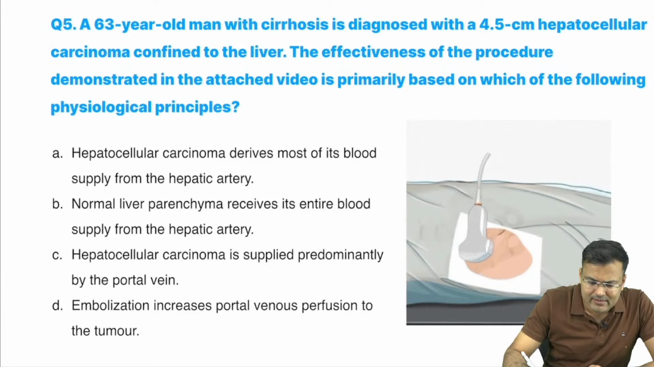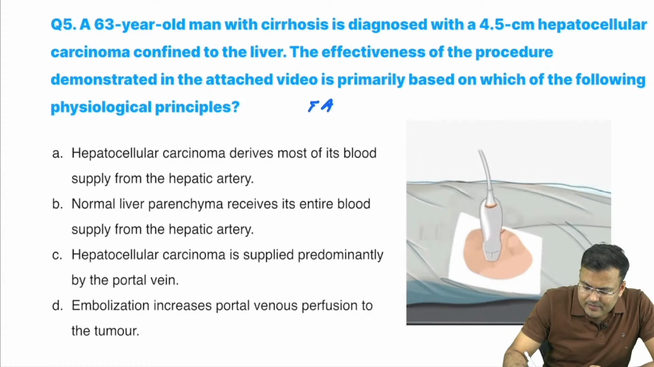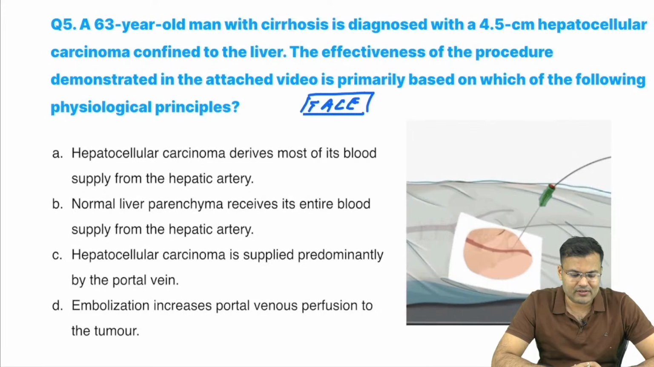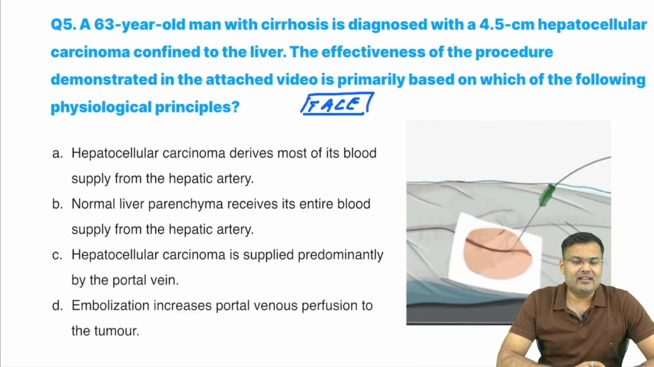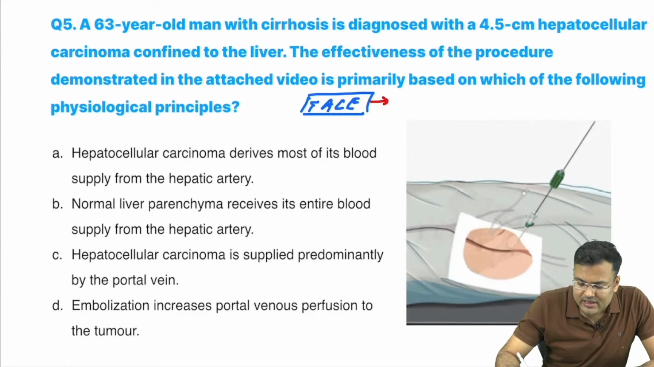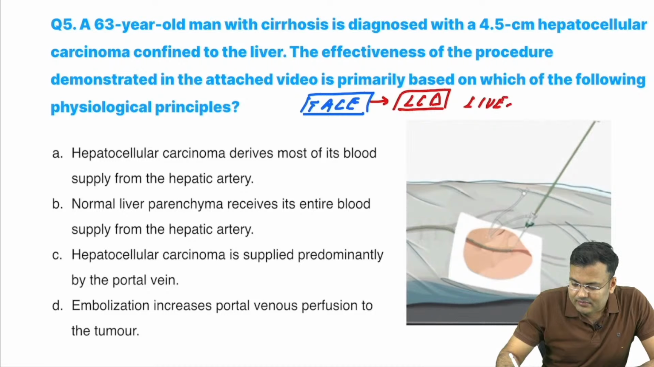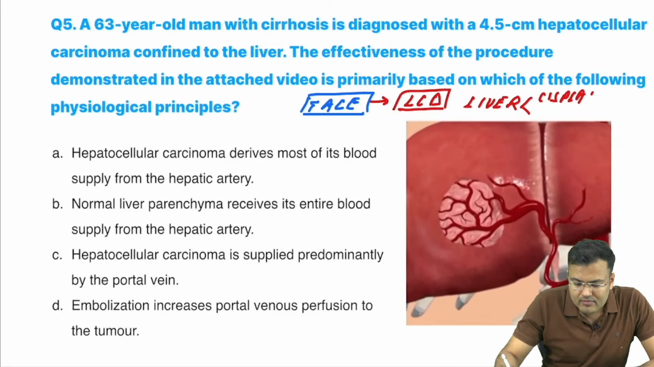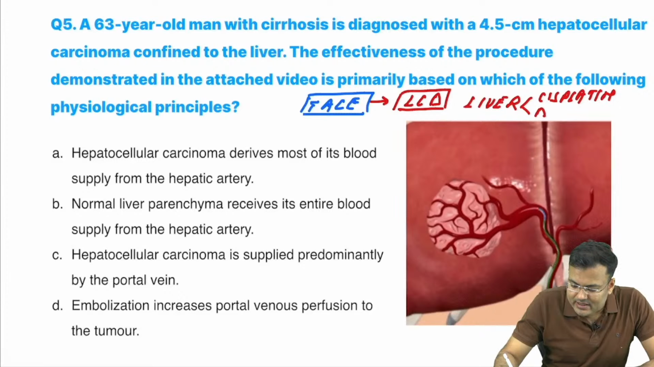Guys, can anybody tell me the full form of TACE? This is transarterial chemoembolization. And here, which drugs are used? How to remember? The mnemonic is LCD. In the liver, we give cisplatin and doxorubicin. So guys, we are giving cisplatin and doxorubicin.